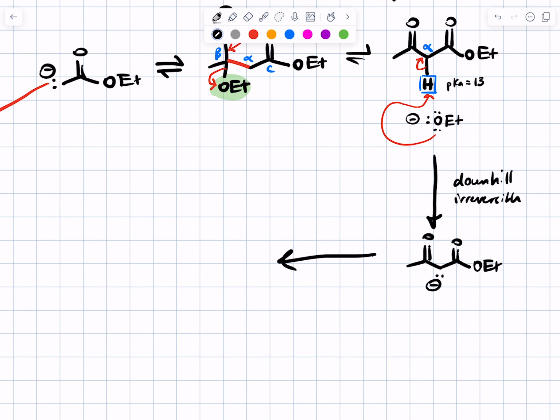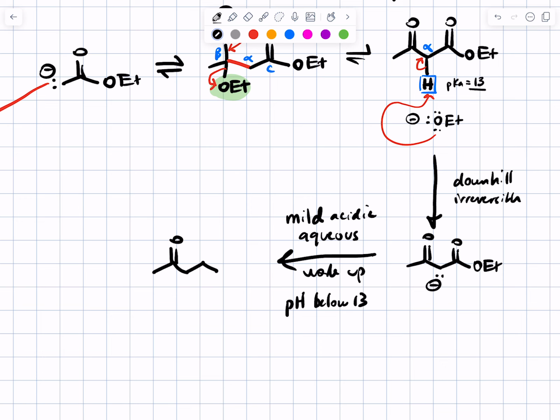I thought this was under basic conditions. What we're doing here is just showing that there's a mild acidic aqueous workup. We need to add acid to get the pH below 13 so that we can protonate that alpha carbon to get to the desired beta keto ester product.